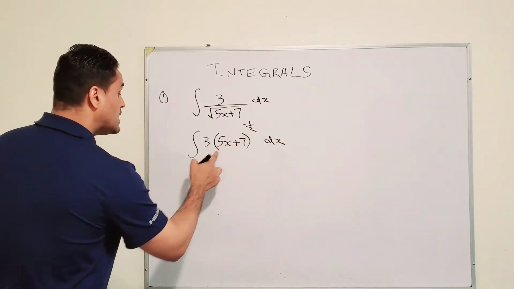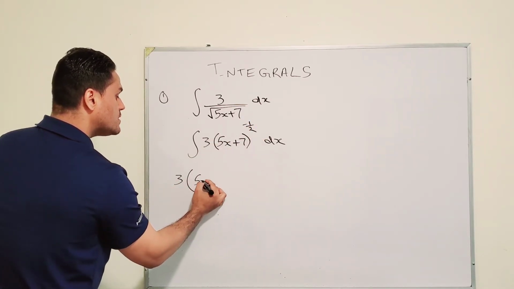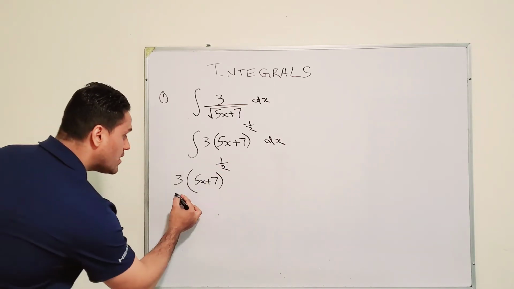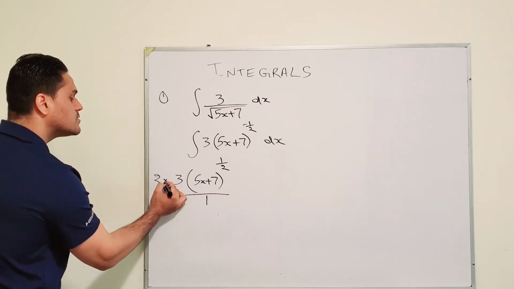We're going to take our major term and add 1 to its exponent. So it becomes 1 over 2. And we're going to divide it by 1 over 2. 1 divided by 2, or you can just move that 2 to the top.